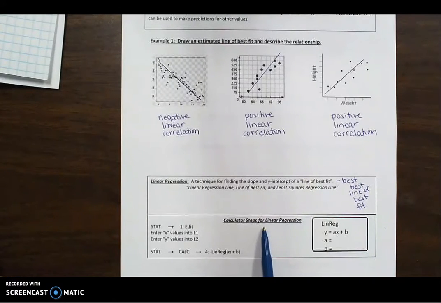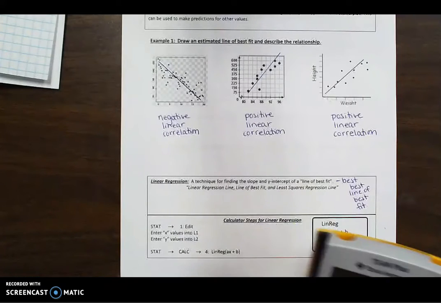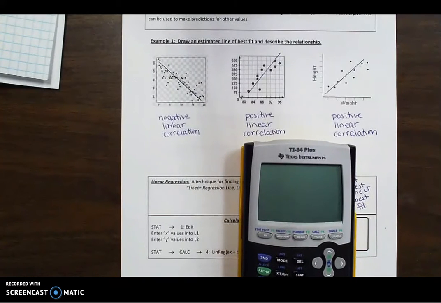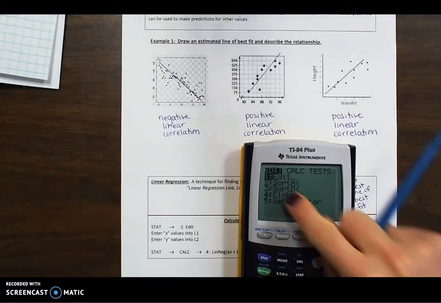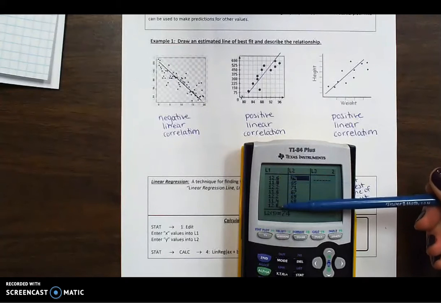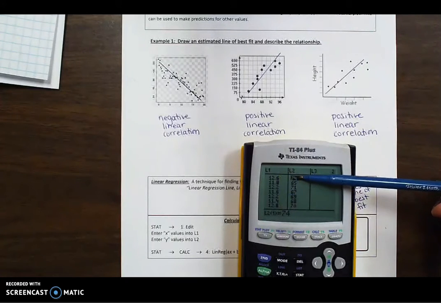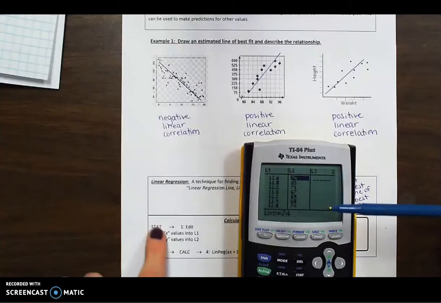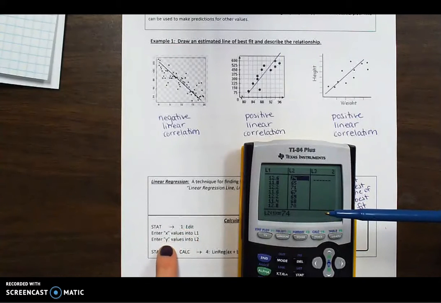You're going to take your calculator. You have to first turn it on. You're going to go to your stat. You're going to go to your edit. You hit enter. You enter your x's in L1. You enter your y values in L2. So stat, edit, x in L1, y in L2.